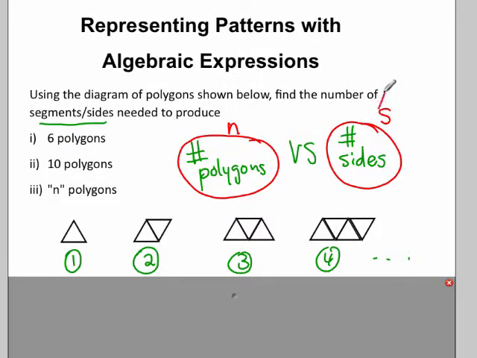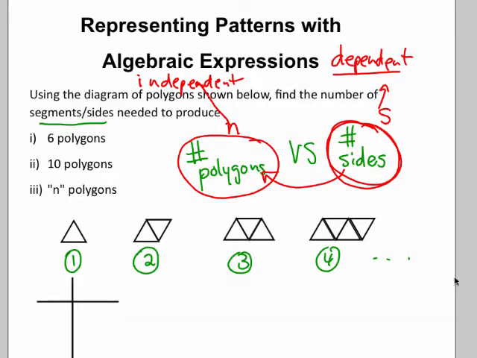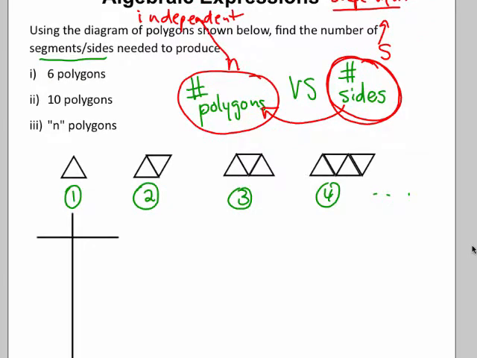And s is what we call the dependent variable in this situation. n is the independent variable. And what that means is that the number of sides depends on the number of polygons, not the other way around. Alright, so we're going to look for a pattern between these two quantities, and a good way to try and figure out patterns is to set it up in a table.